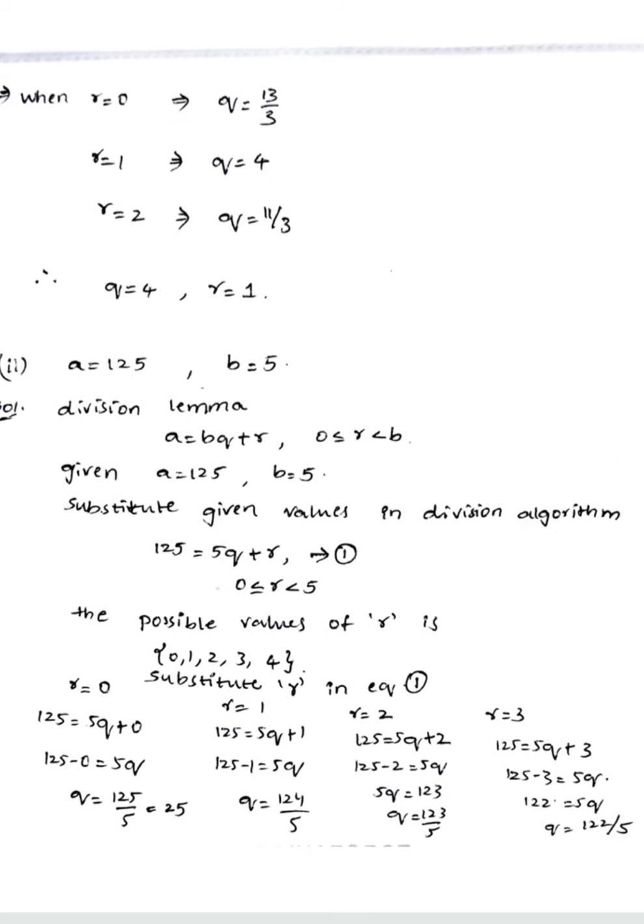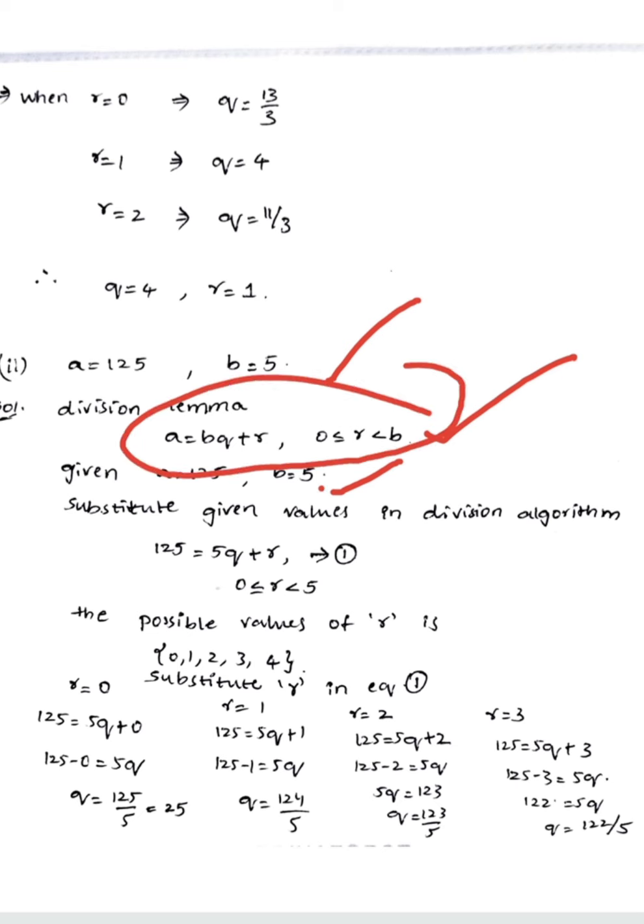Now here is another question which is similar to the previous one. a equal to 125 and b equal to 5. We need to find the values of q and r using division lemma. So we know that the division lemma is a equal to bq plus r where 0 less than or equal to r less than b. And given the values of a and b are these. Now we need to substitute these a and b values in the equation. So on substituting we get 125 equal to 5q plus r.